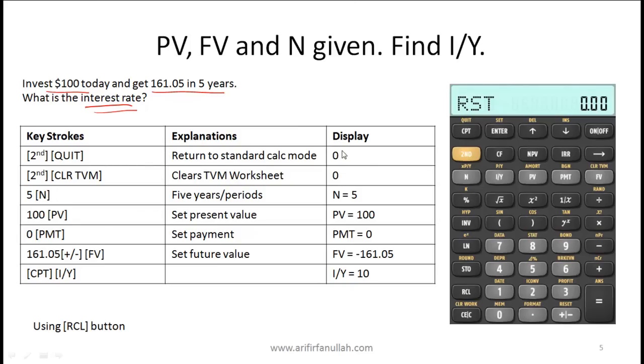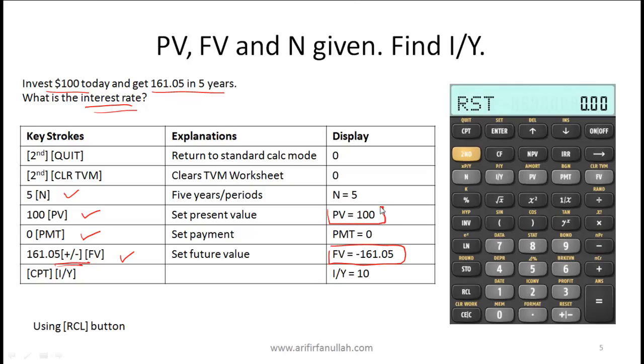Second, quit, just to make sure you are in your regular calculation mode. Clear your time value of money by doing this. And then enter 5N. So enter all the information that you have: 5 periods, present value of 100, payment of 0. Now you enter the future value. Make sure that the future value is 161.05, plus minus, which means that you are entering a negative number.